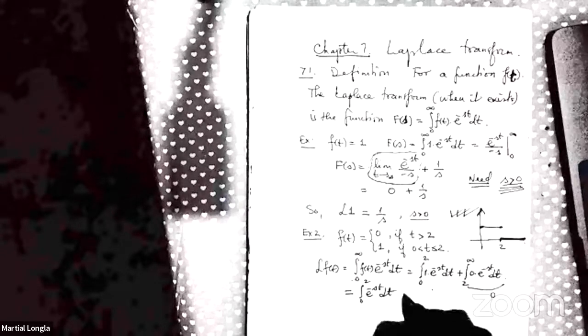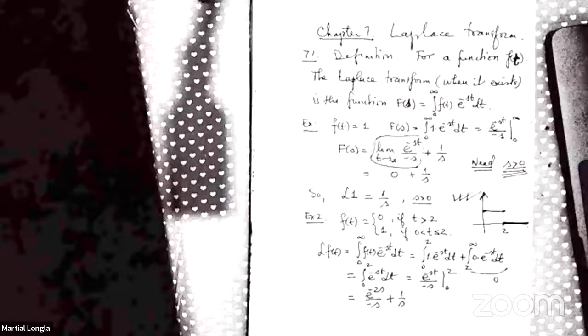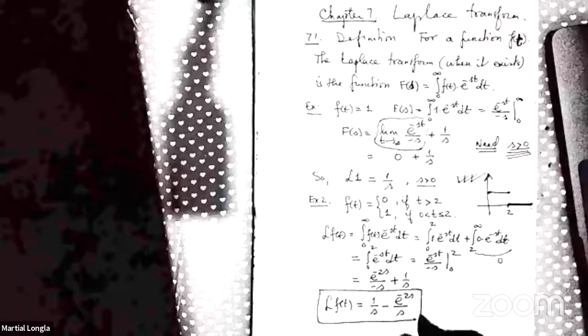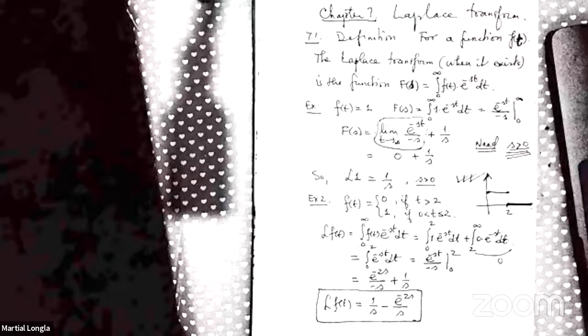And this integral is nothing but e to the negative st over negative s, plug in 0, then 2. When you plug in 2, you get e to negative 2s over negative s, minus minus plus. When you plug in 0, you get e to the 0, 1 over s. So the Laplace transform of the given function is 1 over s minus e to negative 2s over s. That's it. Well, any questions?